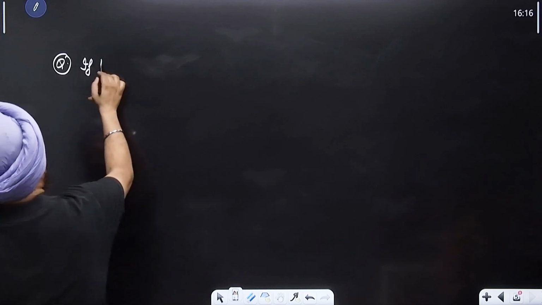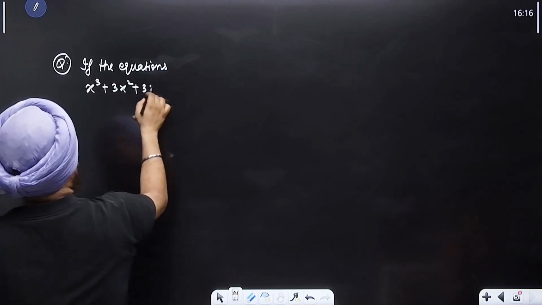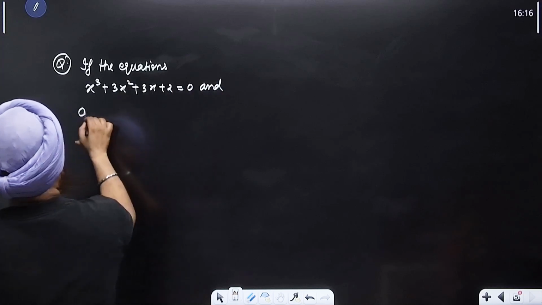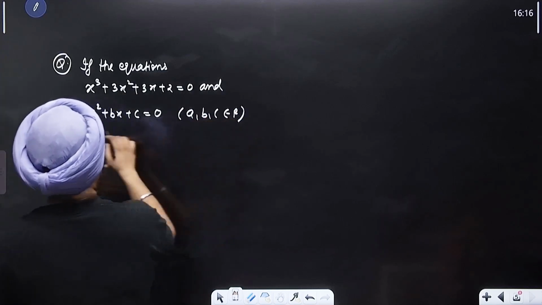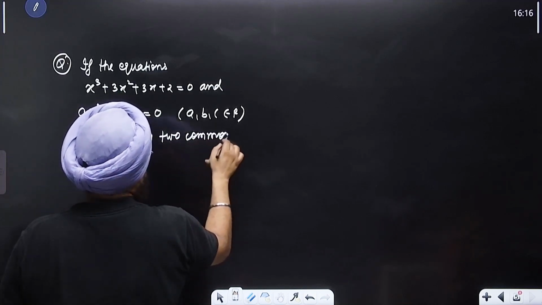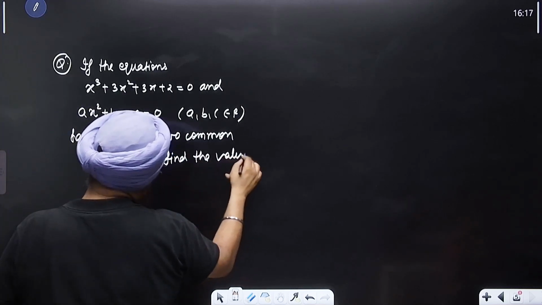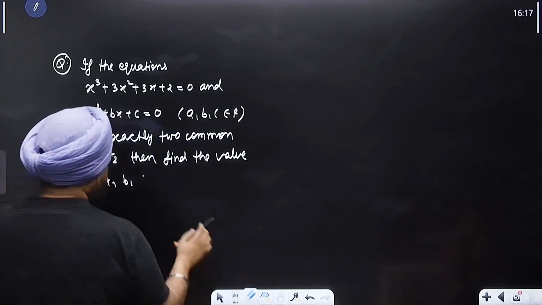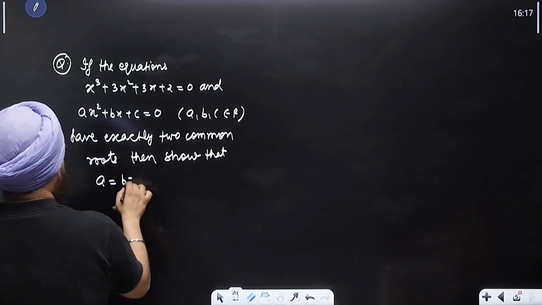Next question. If the equations, where A, B, C are real numbers, have exactly two common roots, then show that A equal to B equal to C.